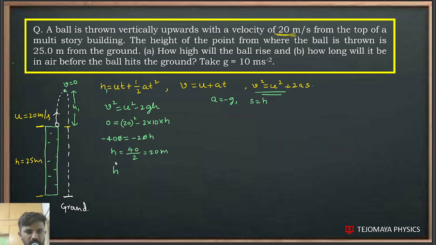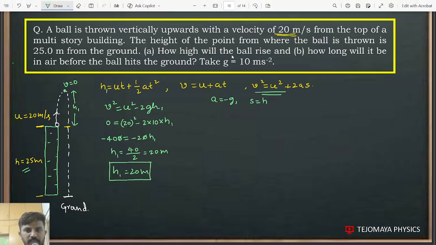So from the top of the building, it has risen 20 meters high, that is h1. You can write it as h1 because I have used h for the building. So let me consider this is h1. How much is this? 20 meters. Clear with that?